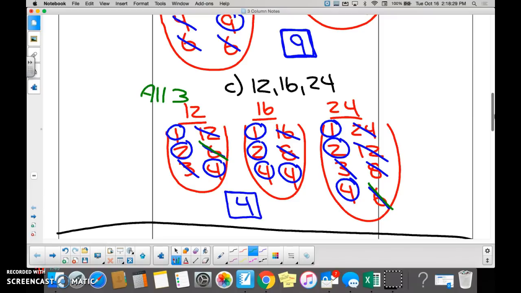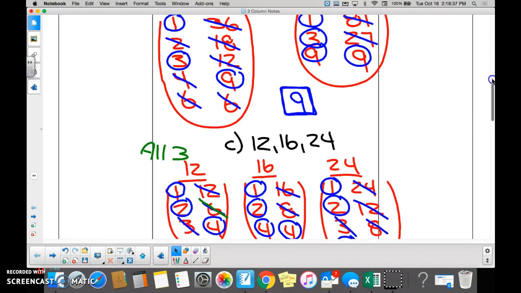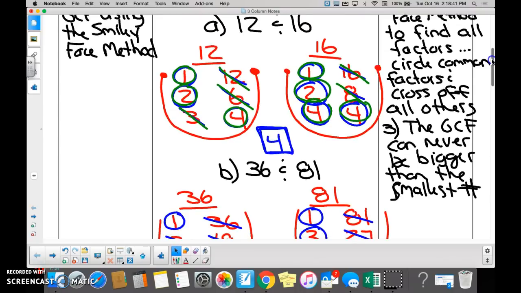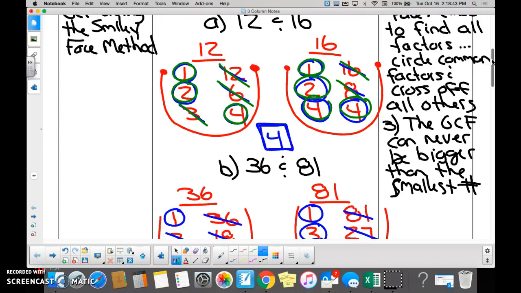They all have to have that factor in their list of factors. The cheat sheet then was really important. The fact that you guys talked about crossing off and circling was really big for the organization. And then we did realize that the GCF can never be bigger than what number? The smallest number. So GCF can never be bigger than the smallest number given.